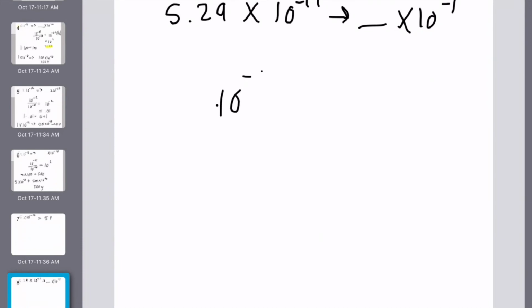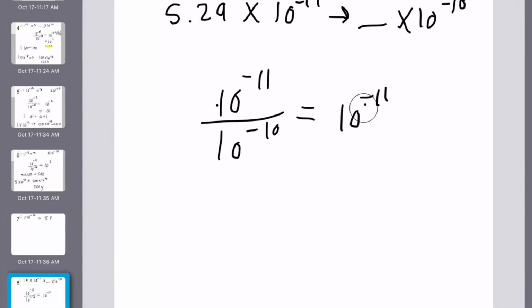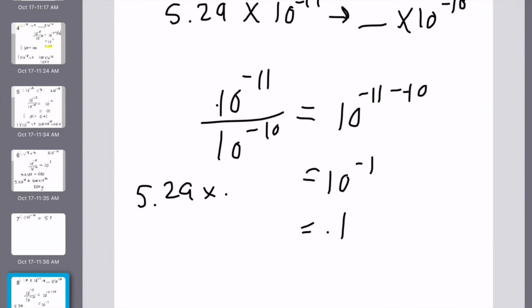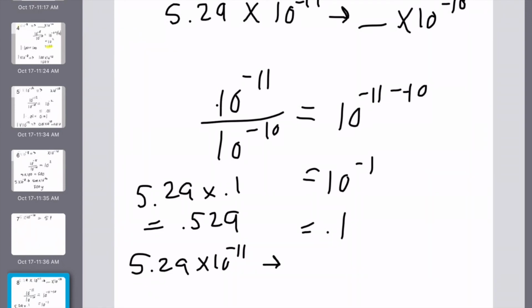So I have 10 to the negative 11th divided by 10 to the negative 10th. Let me erase this really quick. 10 to the negative 11th minus negative 10 ultimately comes out to be 10 to the negative 1st, or 0.1. So I can do 5 and 29 hundredths times 1/10, which ultimately becomes 0.529. So from 5.29 times 10 to the negative 11th, it can now be rewritten as 0.529 times 10 to the negative 10th, which is the same thing as 0.529y.